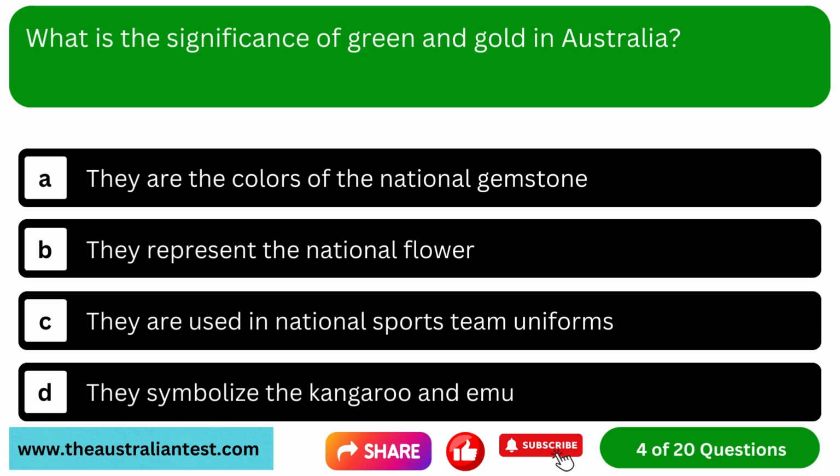Question 4. What is the significance of green and gold in Australia? Option A. They are colors of the national gemstone. Option B. They represent the national flower. Option C. They are used in national sports team uniforms. Option D. They symbolize the kangaroo and emu.